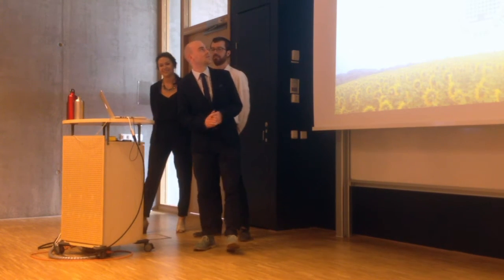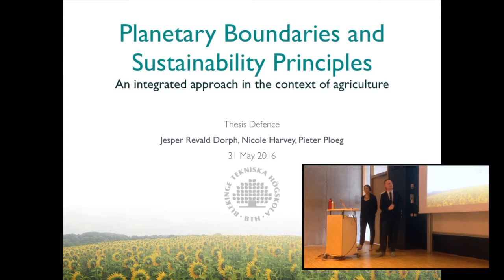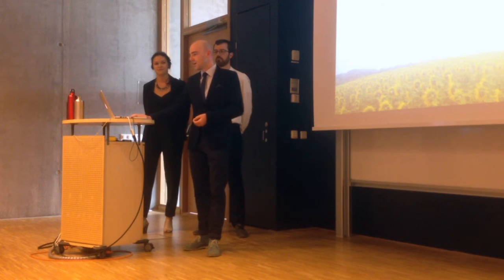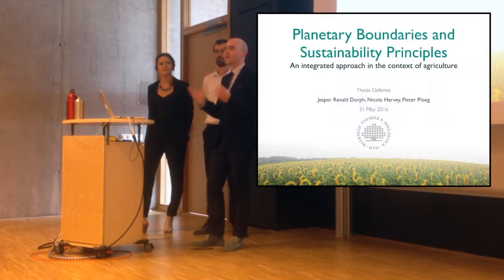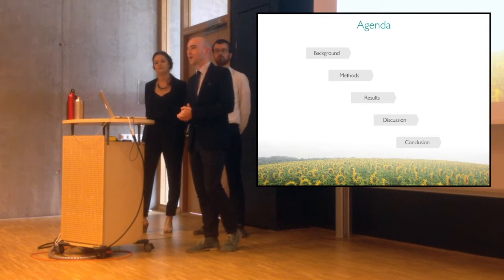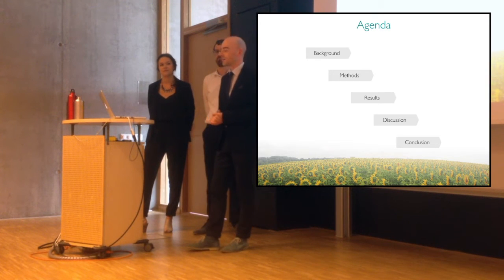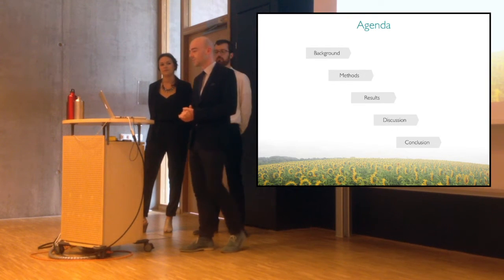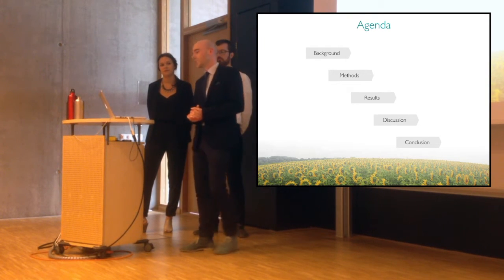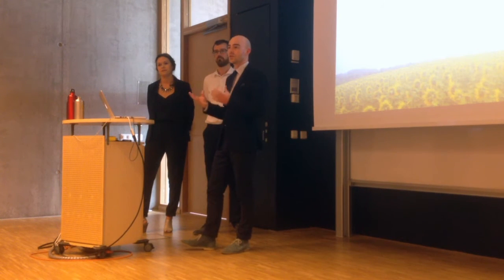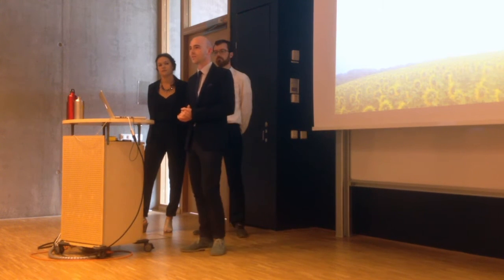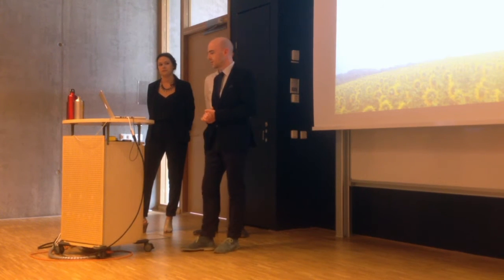We're going to talk about planetary boundaries and sustainability principles, an integrated approach in the context of agriculture. A little bit of what we're going to go through: we'll start with a little bit of background, just explaining why we think what we've done is relevant in the context that we're all in. Go over our methods, move into results, discuss our findings, and bring a little bit of additional stuff that we found ourselves, and then sum up and conclude some of that.